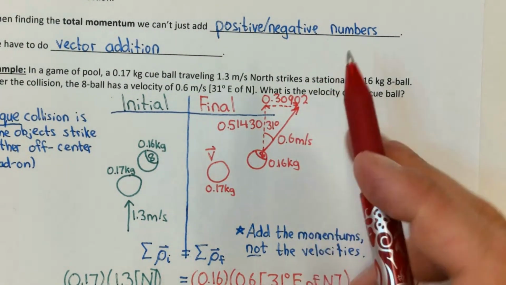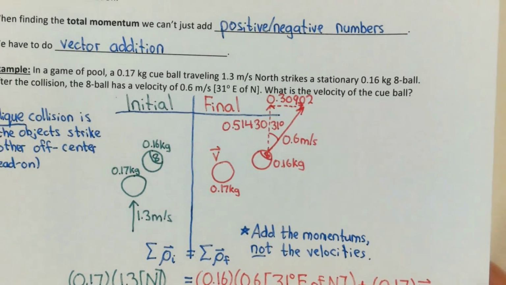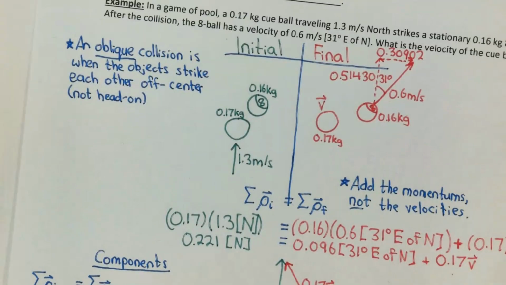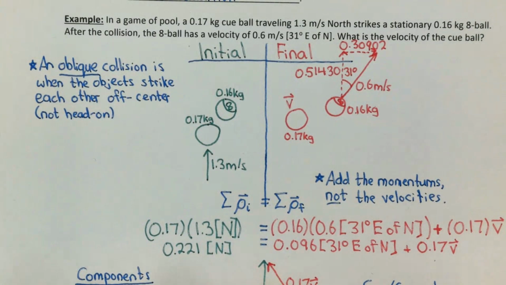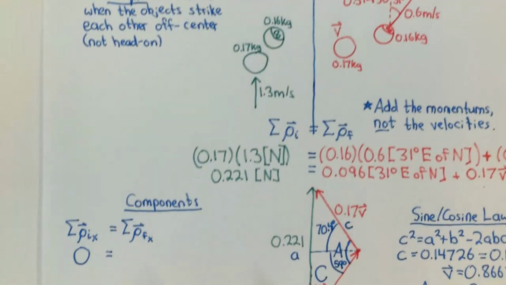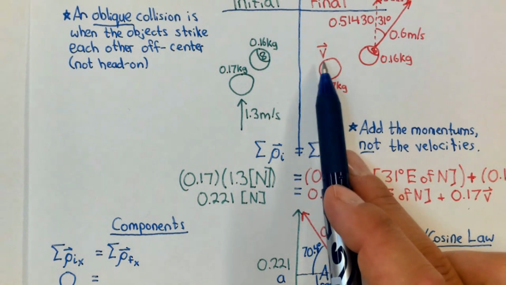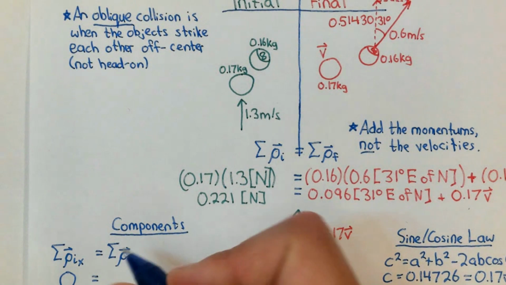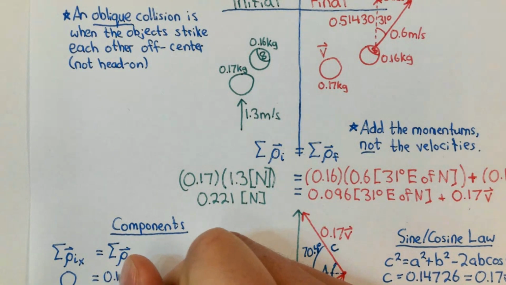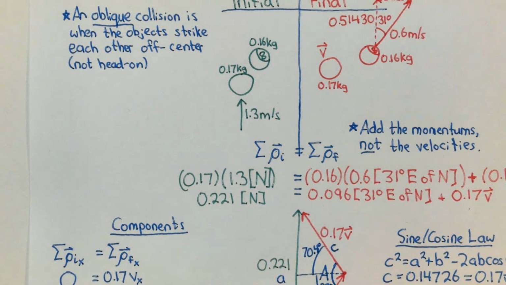So these are my y and x components of this velocity. To turn those into momentums, I just have to take them and multiply them by the mass. So looking at my x components, on the final side of things, I have this guy's x component multiplied by its mass. So mass is 0.17 times the x component of velocity. We'll call that Vx.